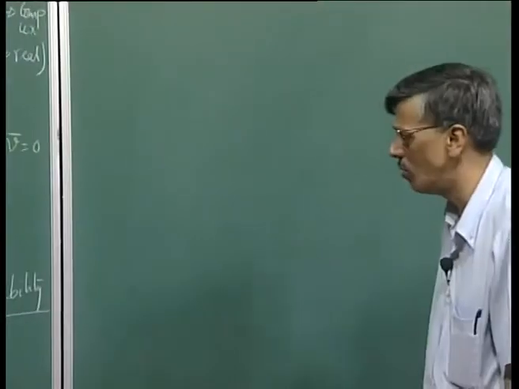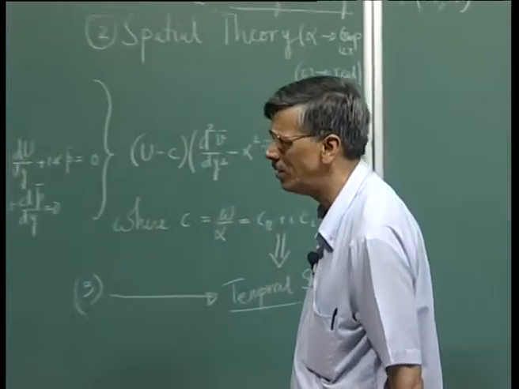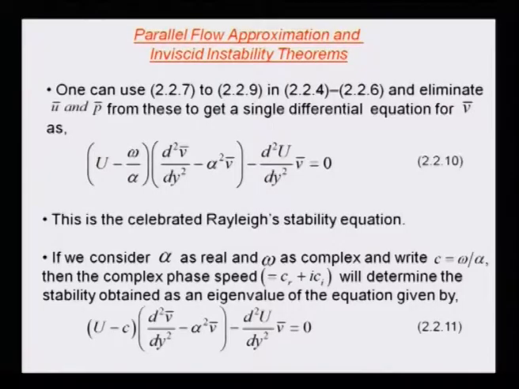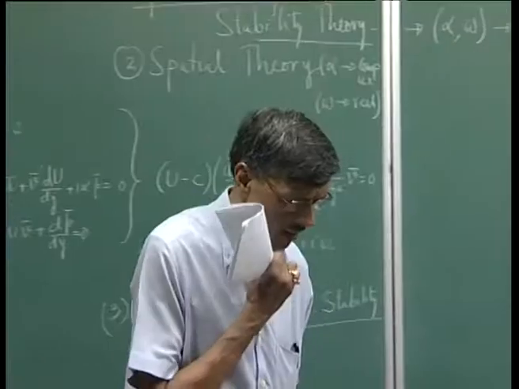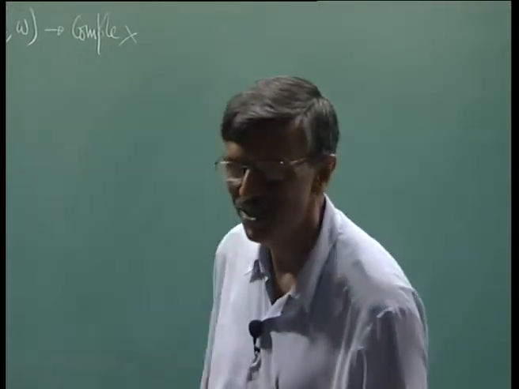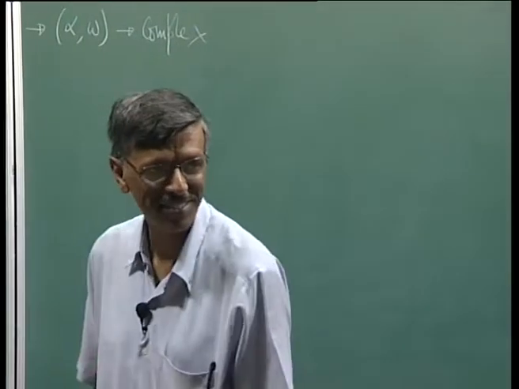Okay. So, this is what Rayleigh did. He considered alpha as real, omega as complex, and wrote the phase speed in terms of omega by alpha. So, we have a complex phase speed, and we will find out whether it is stable or unstable. You see, these were the days when you did not have computers. So, you do not just simply go and solve it.